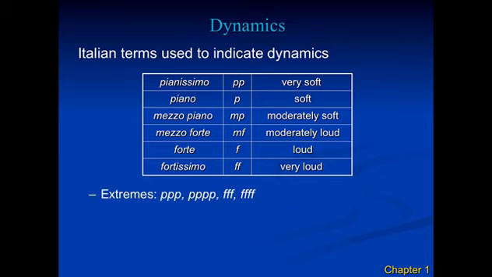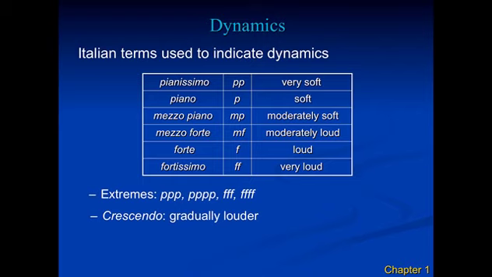We even have extremes that you don't have to know, but when musicians see them, you can pretty much derive what they mean. Like PPP stands for very, very soft, and probably more in 20th century music, PPPP, four Ps, would be very, very, very soft. And the same thing goes with the extremes of forte as well.